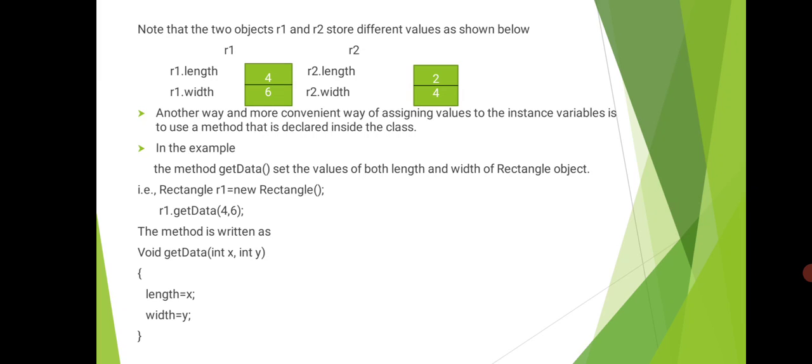In the example, the method getData is a method which is inside a class, and sets the value of both length and width of a rectangle object.